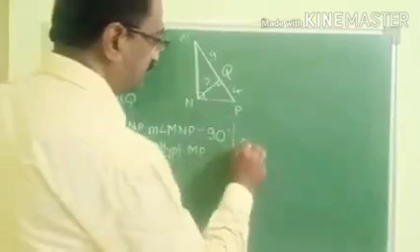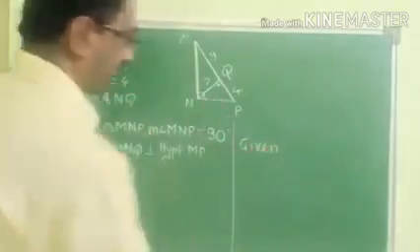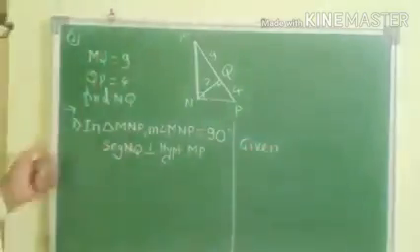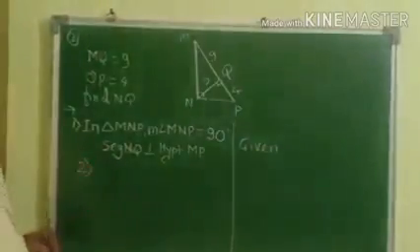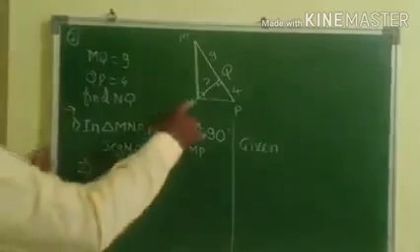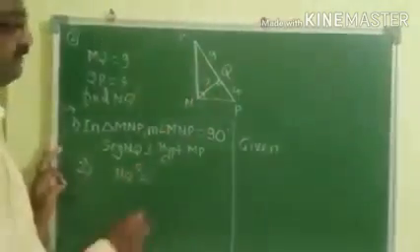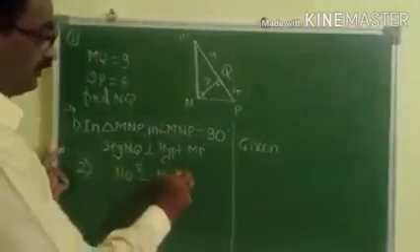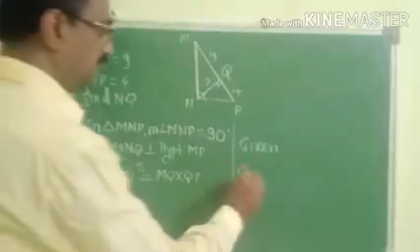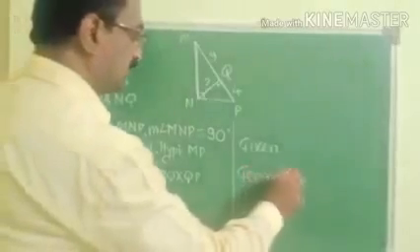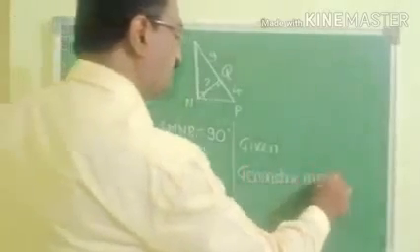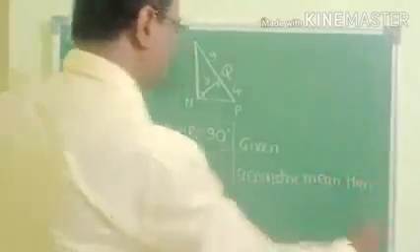So these are the required things for that geometric mean theorem. These are the given, so we can apply the geometric mean theorem. According to the geometric mean theorem, NQ square is equal to MQ into QP. Reason: geometric mean theorem.